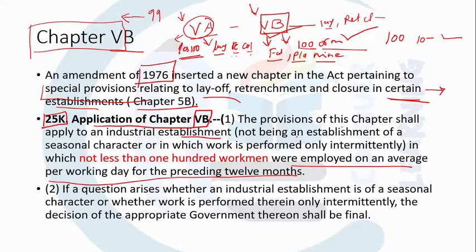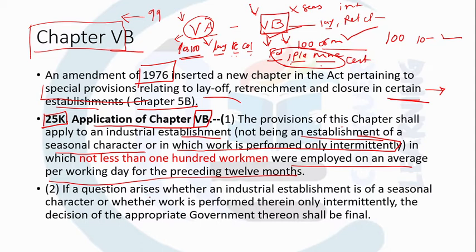It is not applicable to an establishment which is of seasonal character or where the work is performed intermittently. So it is not applicable to establishments of seasonal and intermittent character. Only factories, plantations and mines, these are the certain establishments defined. We will be studying in the next slide, 100 or more.